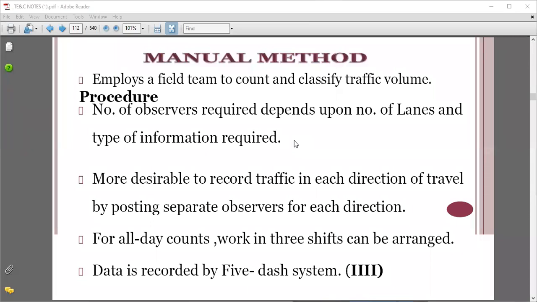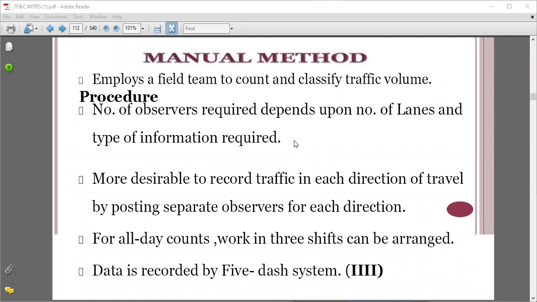Second, it depends upon each and every direction. If there are two directions, incoming and outgoing, then we require 2 persons over there. By positioning, each observer should count the vehicles, and for that purpose we have to make 3 shifts in a day. If you want the best survey or the exact result, we have to go for the traffic survey in 3 shifts: the morning shift, the afternoon shift, and the evening shift.